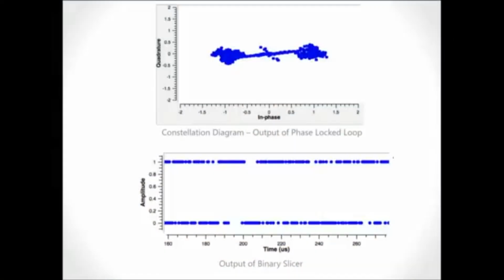So you can look at the output of the polyphase clock sync. It's the constellation diagram where it should be clustered around -1 and 1, but we sent it through a noisy channel here. And that gets sliced into a sequence of 1s and 0s.